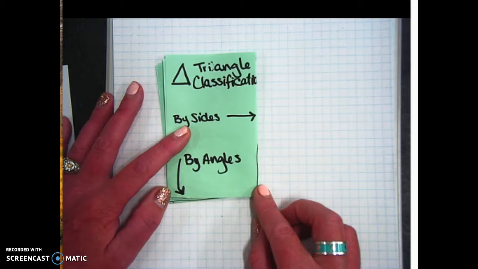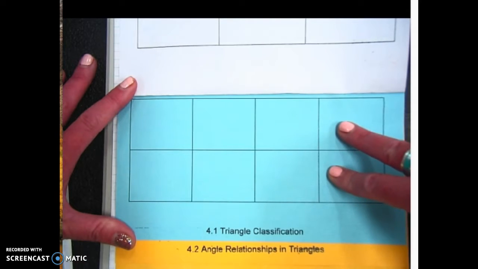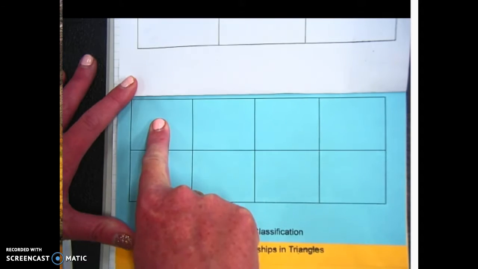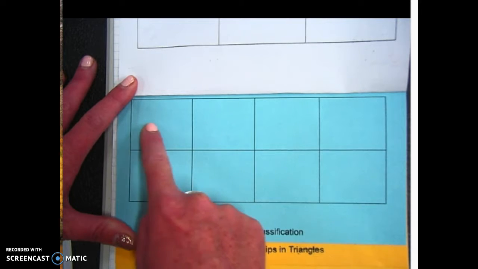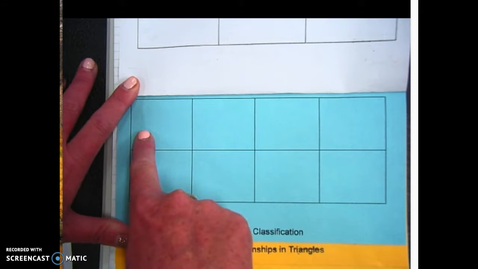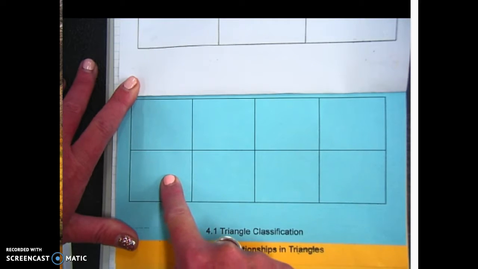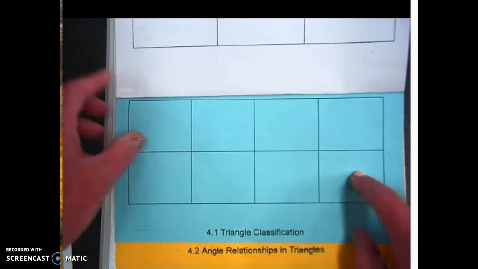And then write by angles and draw an arrow going down, because there are 4 ways to classify triangles by their angles. Do we draw that on the blue? Uh-huh. In those 8 boxes. Yeah, that's confusing. Okay. So there's 8 boxes right here. So in this first box, you're going to write triangle classification by sides, and then you're going to draw an arrow pointing to the right. There's 3 more boxes. Then you're going to write by angles and draw an arrow going down, and we're going to draw 4 ways to classify by angles going across the bottom.